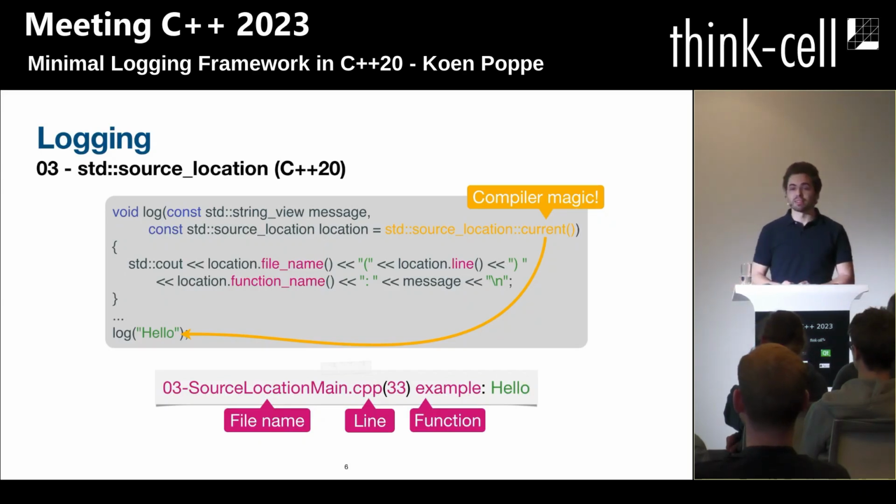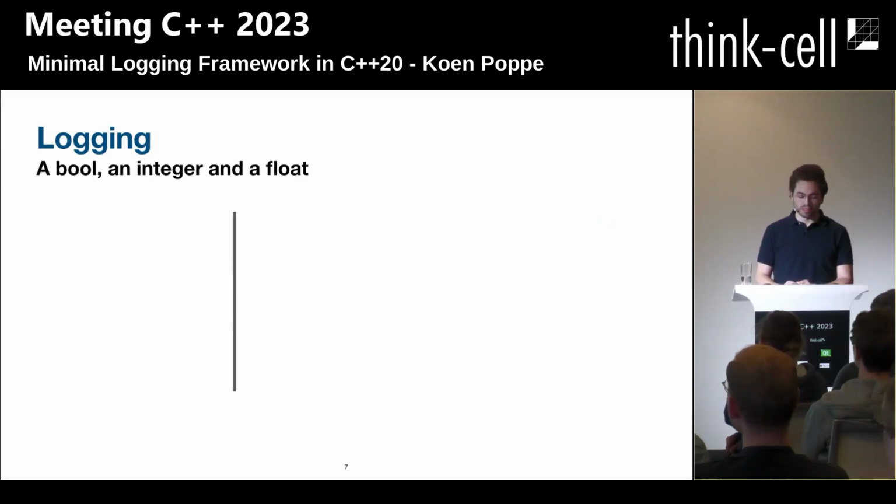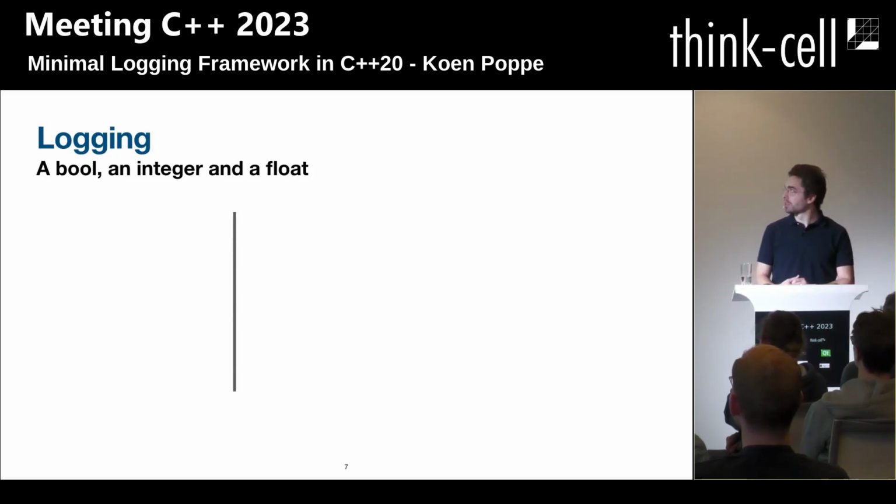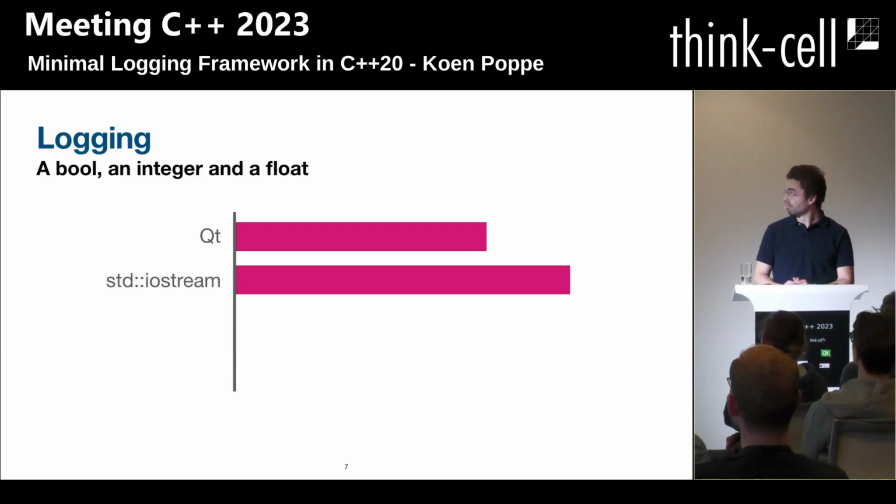So I went and started investigating what is the impact of this logging. So looking at just a generic case of logging a boolean, an integer, and a floating point, I ended up with a measurement of queued being this amount of time and stdio stream taking that amount of time.